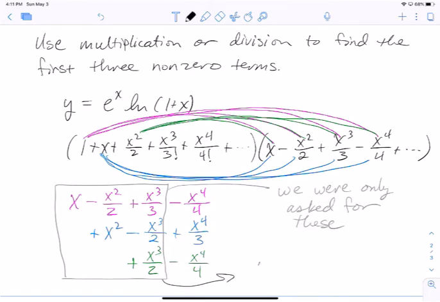Simplifying these will give us x plus 1/2 x squared plus 1/3 x cubed. Those are 3 non-zero terms in this product.